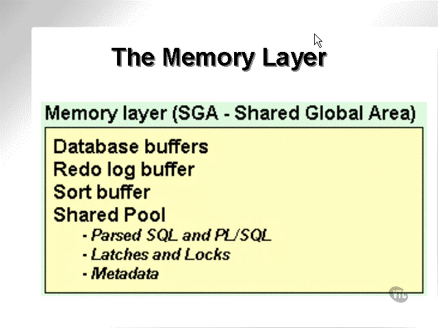The memory layer. The memory layer is the buffers. The memory layer is commonly called the SGA, or Shared Global Area. Within the Shared Global Area there are database buffers, redo-log buffers, a sort buffer, and the shared pool. The database buffer contains the in-memory portion of the database files, or the actual data. The redo-log buffer contains a record of changes to the database buffers and the database files.